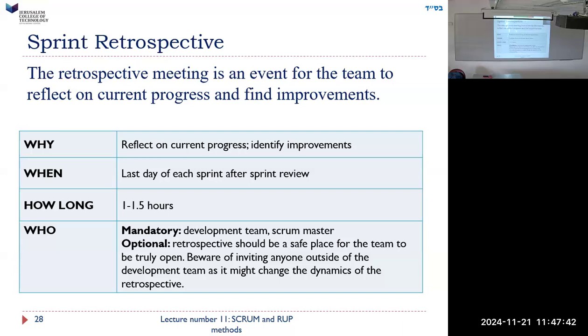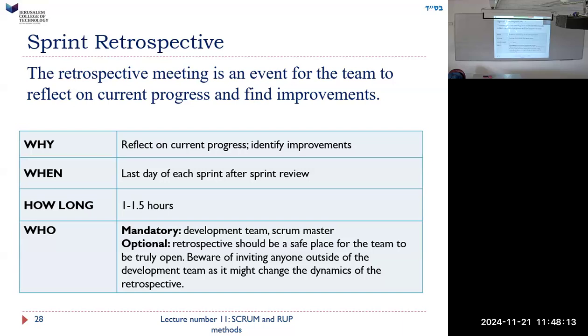Why do we do this meeting? Reflect on the current progress, identify improvements. Last day of each sprint after sprint review, 1 hour, 1.5 hours. Mandatory: development team and a scrum master. So the manager doesn't have to be there. I guess we're just seeing if we're satisfied with how the sprint went. Right, it's if anyone's complaining maybe that somebody didn't do enough work, we might do it here.